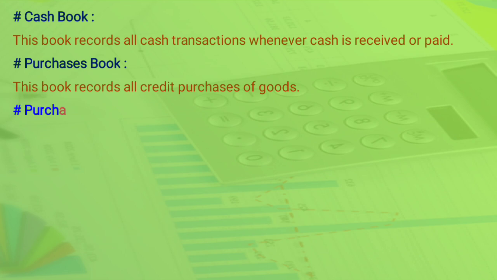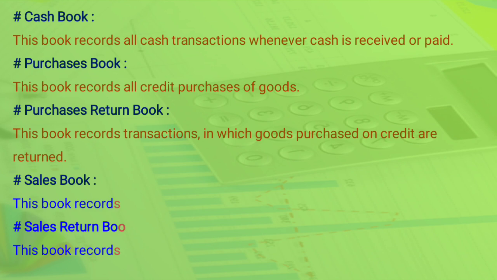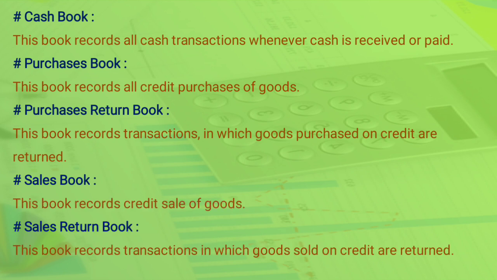Then similarly we have the purchase return book. In the purchase return book, we record all the goods we had earlier purchased and are now going to return. This book records transactions in which goods purchased on credit are returned. After the purchase return book, we have the sales book and the sales return book. Both are almost the same. In the sales book, we record only credit sales of goods, and in the sales return book, whatever goods we have sold, if they come back to us returned, we record them in the sales return book.